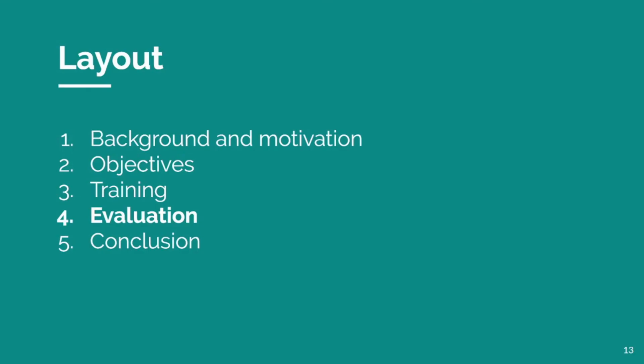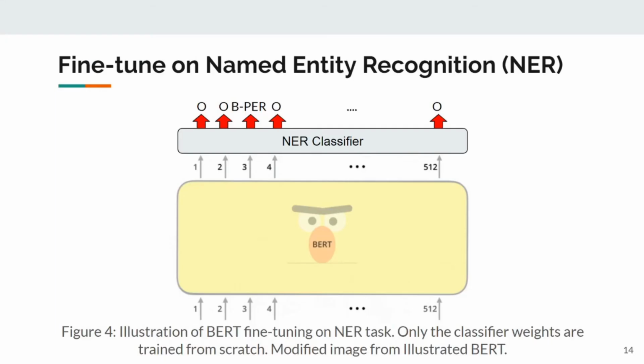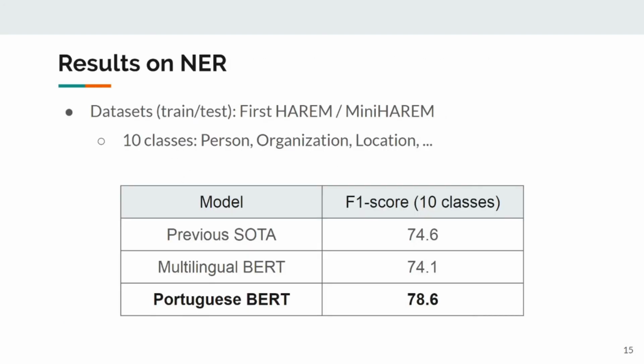After the models are trained, we then evaluate their quality on named entity recognition task. To do that, we pick a pre-trained BERT in yellow and add a classifier for the task on top of it, and then we fine-tune the complete model using labeled data. For this experiment, we use the HAREM datasets for train and test. They have 10 named entity classes, such as person, organization, location, time, etc.